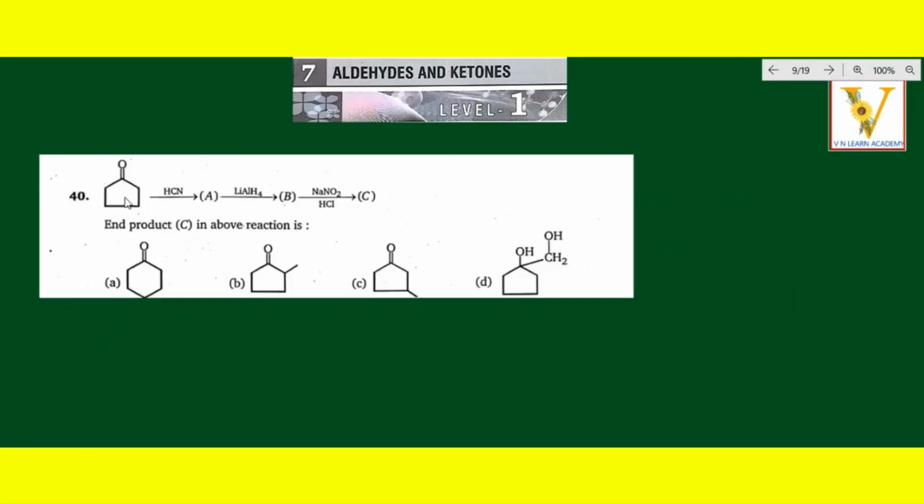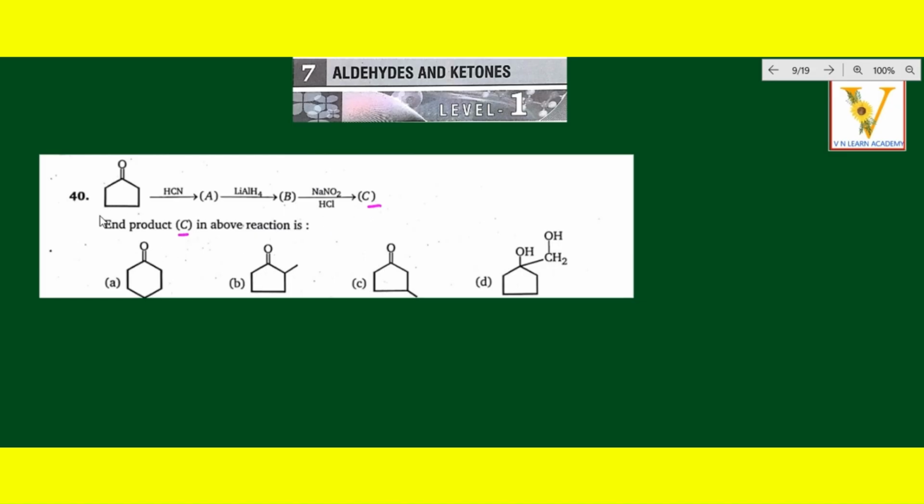Come on, let's go to the next. Cyclopentanone reacts with HCN, and you get product A. Now, lithium aluminum hydride, a reducing agent, gives product B. That is combined with NaNO2 plus HCl, that is nitrous acid, which reacts with product B, and you get compound C. Now, which is the final answer?